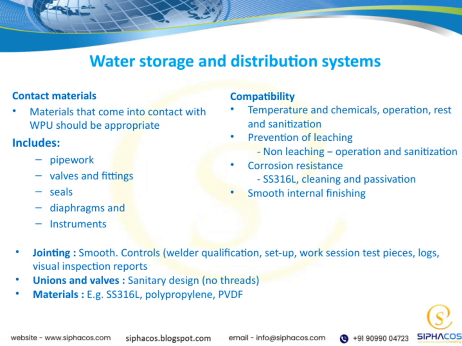When selecting materials, we typically use options like SS316L stainless steel, polypropylene, or PVDF. The key here is compatibility. These materials must withstand the specific temperature ranges, chemicals, and operational conditions they'll face. This also includes considerations for testing and sanitization procedures. A critical point is preventing leaching. We want materials that are non-leaching during operation and sanitization to avoid contaminating the product.